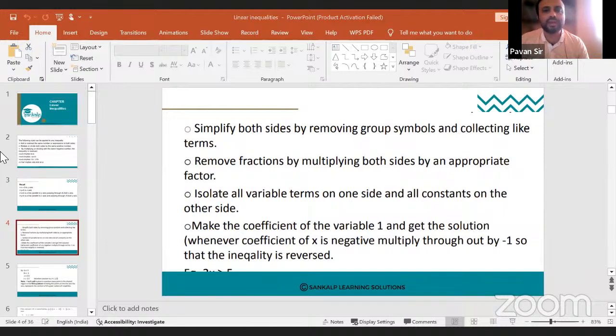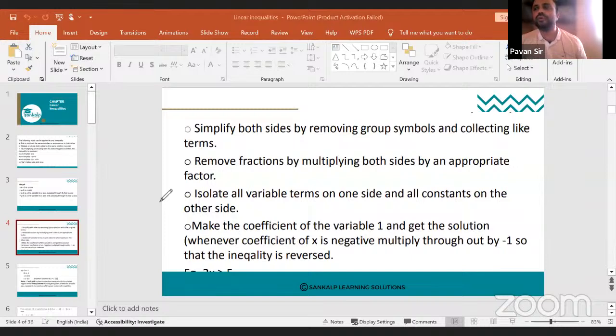Simplify both sides by removing the group symbols and collecting like terms, and we can get the inequalities, and isolate all the variable terms on one side and constants on the other side. Also, we can get some equations which are based on the inequalities, and for the solution also we will get. Next one, make the coefficient of the variable 1 and get the solution. Whenever the coefficient of x is negative, multiply by -1, so the inequality will get reversed.